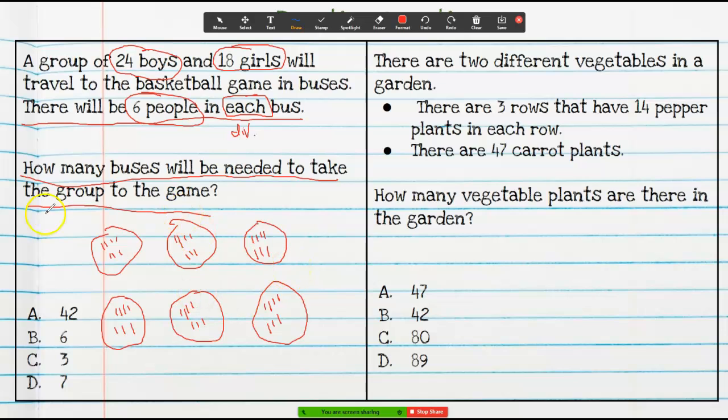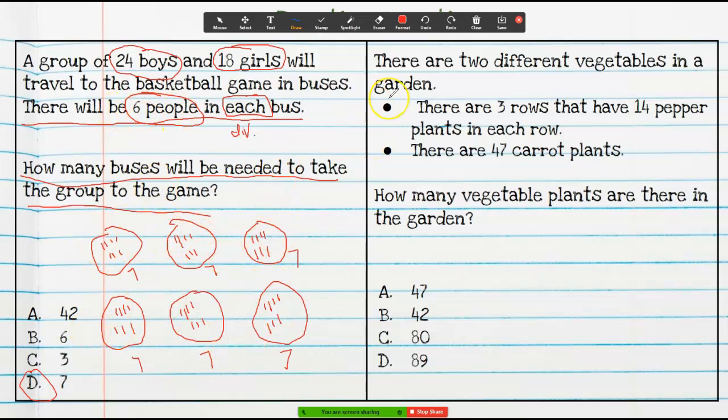Okay, so now we have an even number in each bus. 1, 2, 3, 4, 5, 6, 7. So all of these have 7. Okay, now remember, you need to put the 24 boys in the buses, you need to put the 18 girls in the buses, okay? And we drew our 6 buses.